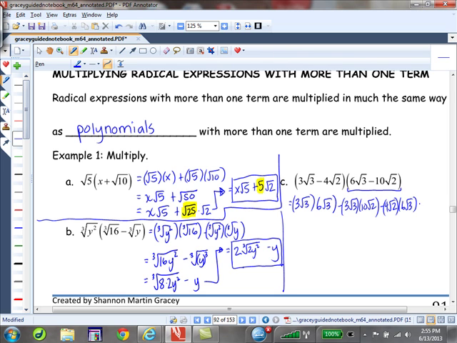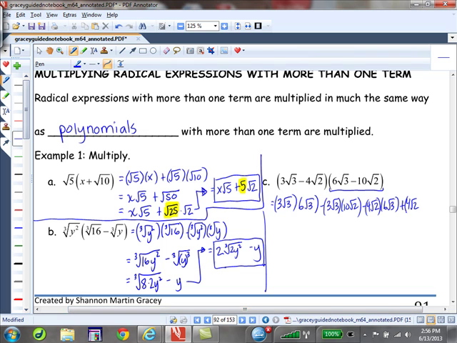Minus a minus is plus. 4 times 10 is 40. Well, actually, I'll just keep writing it out. Be consistent. 4 root 2 times 10 root 2. Okay, so far? Just keep everything on track.